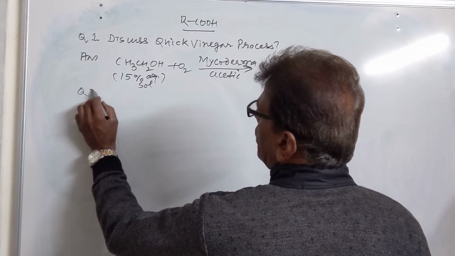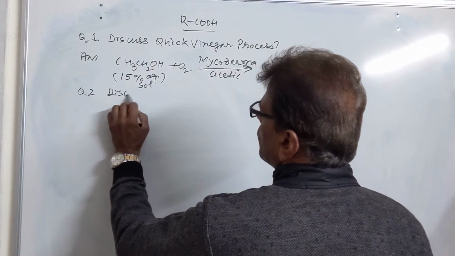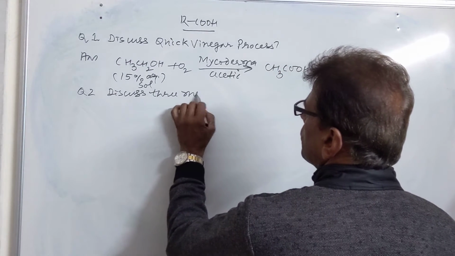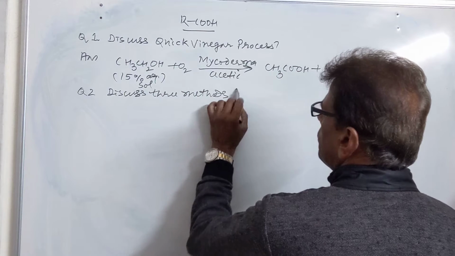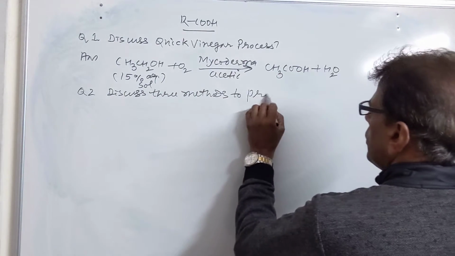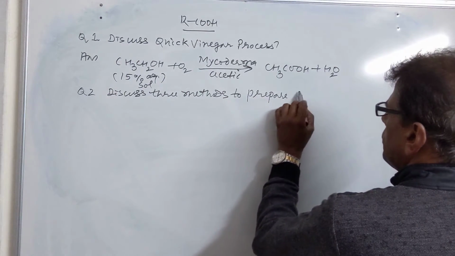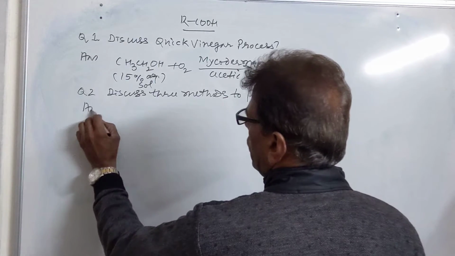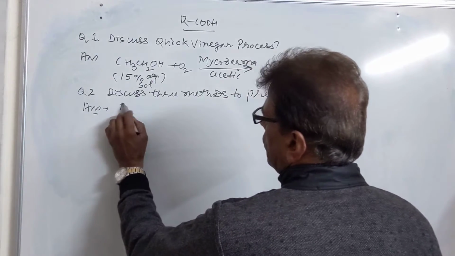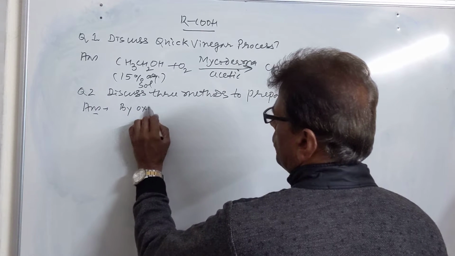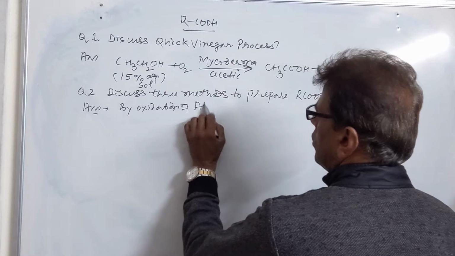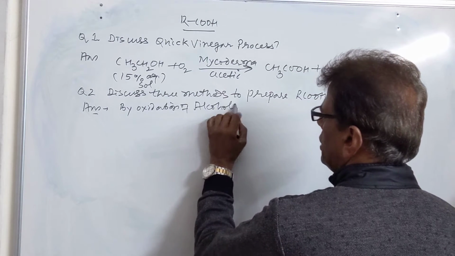Second question: discuss three methods to prepare carboxylic acids. We have done already some of the methods, by oxidation of alcohols in the lab by oxidizing agents.